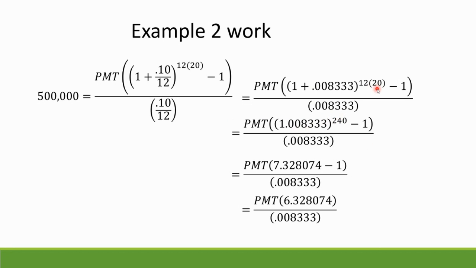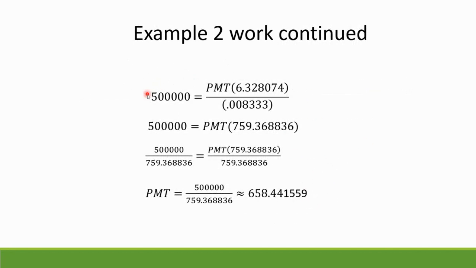Now the exponent is 240, right? 12 times 20. We have 240, as you can see. So that raised to the 240 turns out to be this. Again, that's a calculator. I can't do that in my head, so I use the calculator for that. We subtract 1, we get this numerator. So altogether, we get this, as you can see.